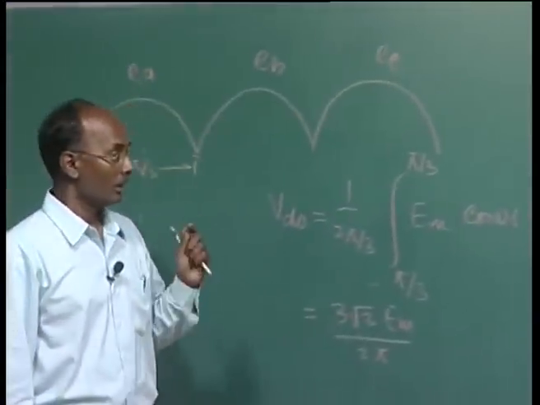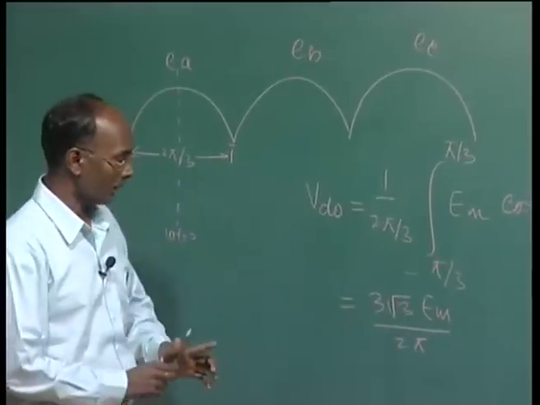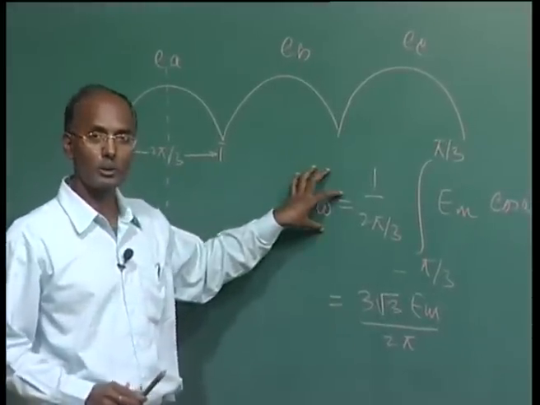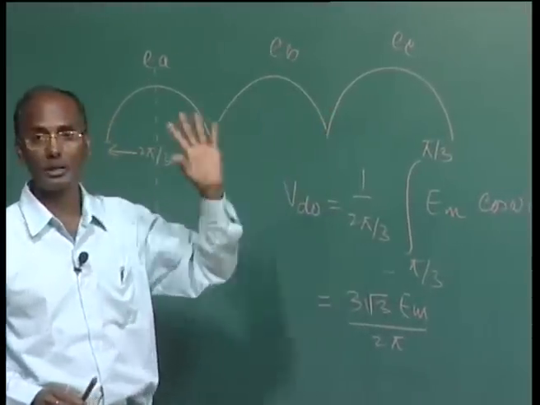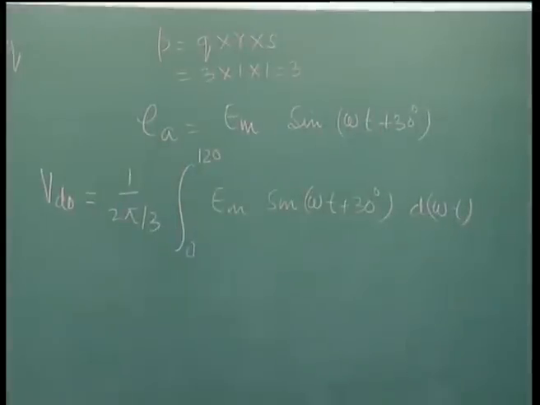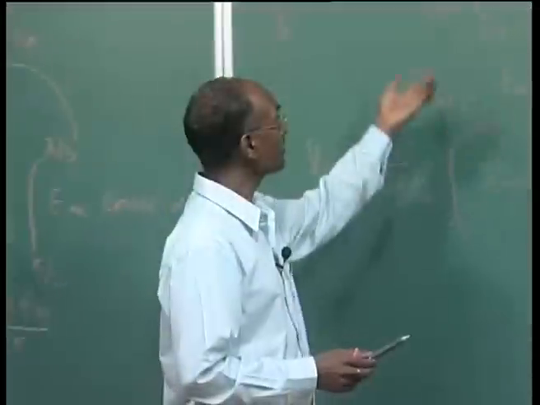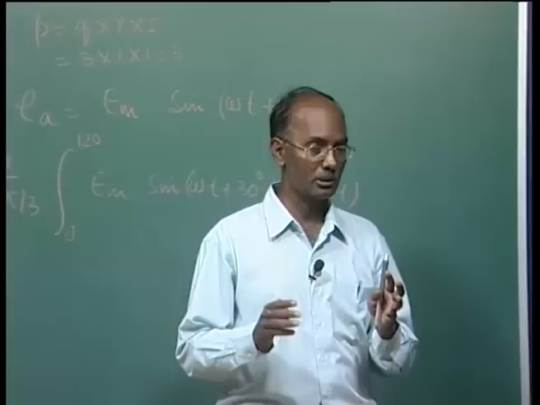Now, why am I defining this here? Because I want to write this expression in terms of P, Q, R, S values, so that we can generalize and see in terms of P, Q, R, S what the best suitable configuration of the converter circuit should be.